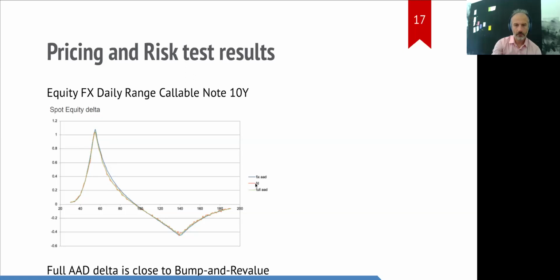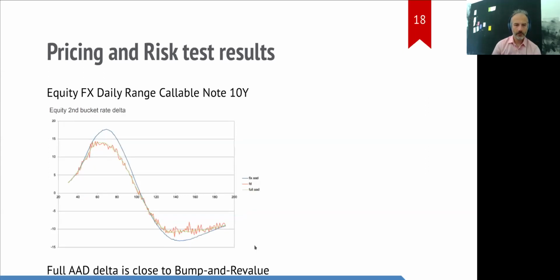And you can see that the full AAD goes like an average of finite difference. So it's much better than bump and revalue, which is what you probably want: when you bump your input data, you want your full AAD to reflect that.